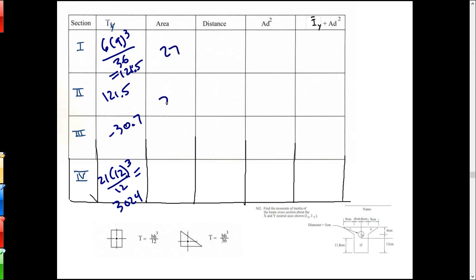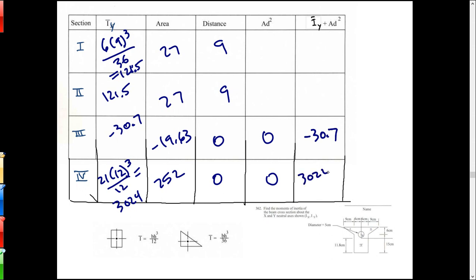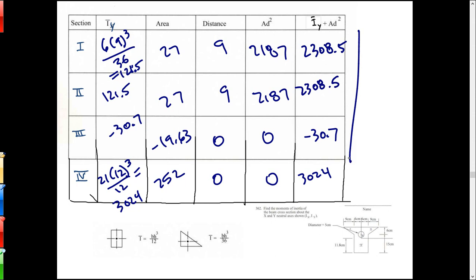Areas are just areas. Distances are what we had earlier. A lot of these last two zero out, so the A D squared terms zero out. Add everything up, you get 7610.